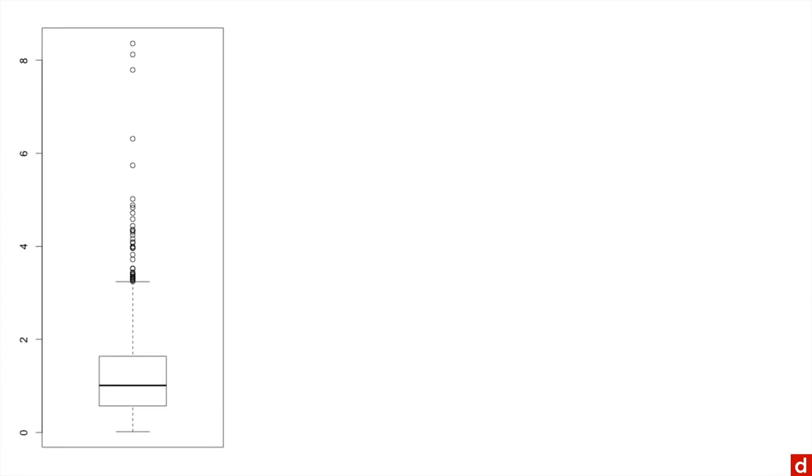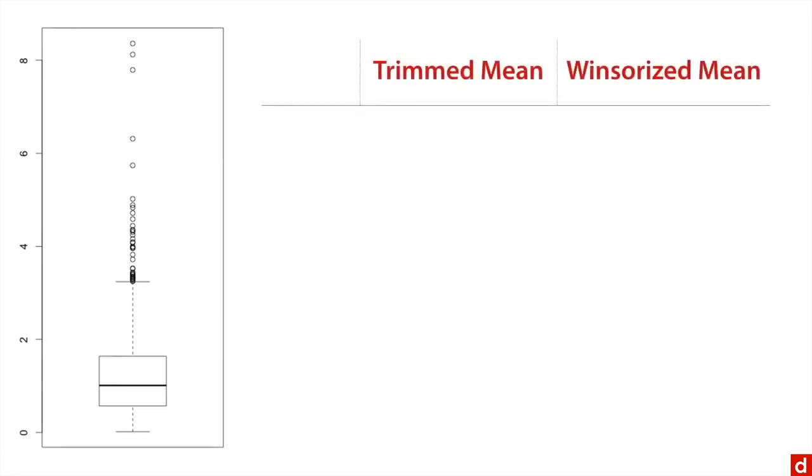Around 1. And I'm going to look at two different kinds of robust statistics, the trimmed mean and the Windsorized mean. With the trimmed mean, you take a certain percentage of the data from the top and the bottom, you just throw it away and you compute the mean for the rest. With the Windsorized, you take those and then you move those scores into the highest non-outlying score.